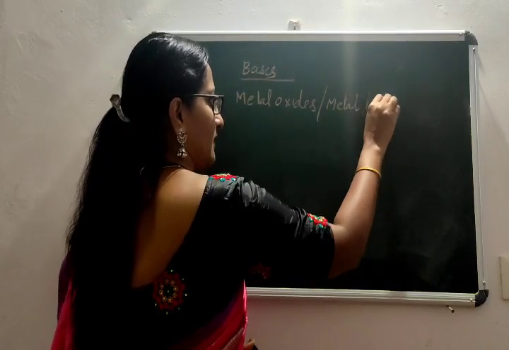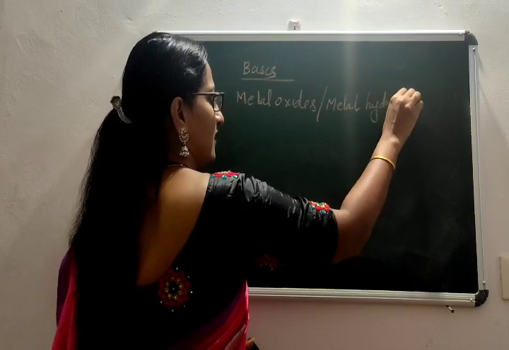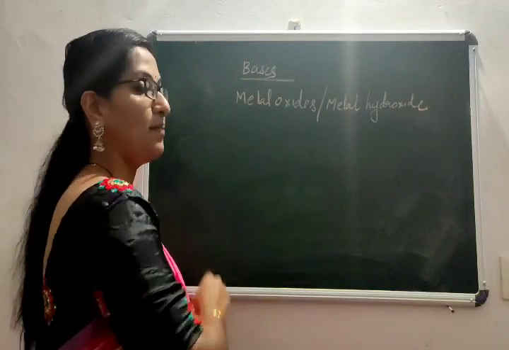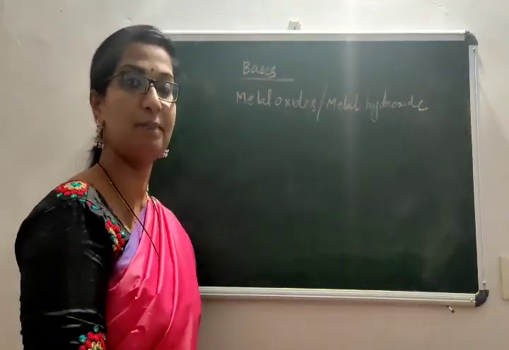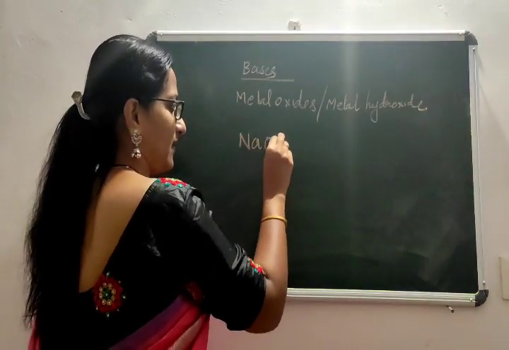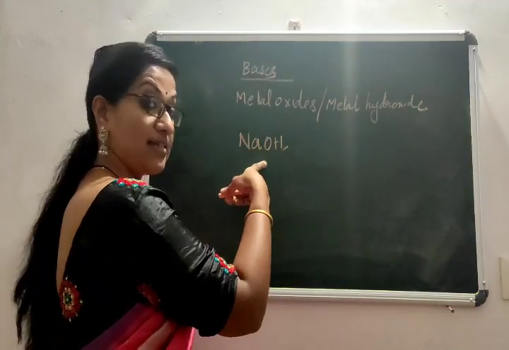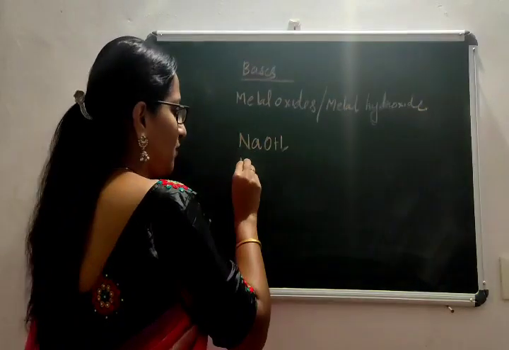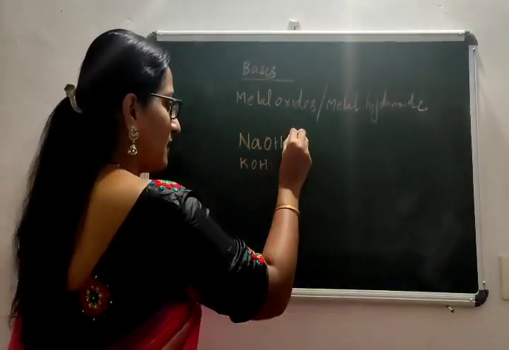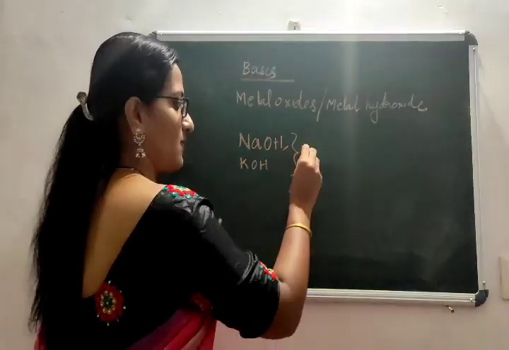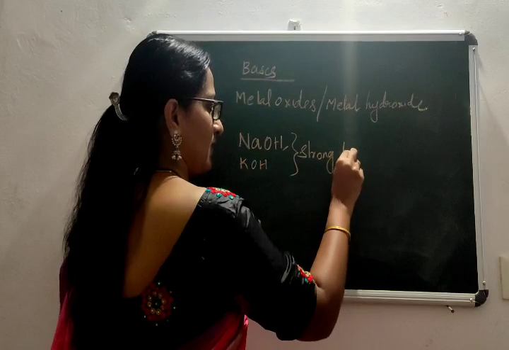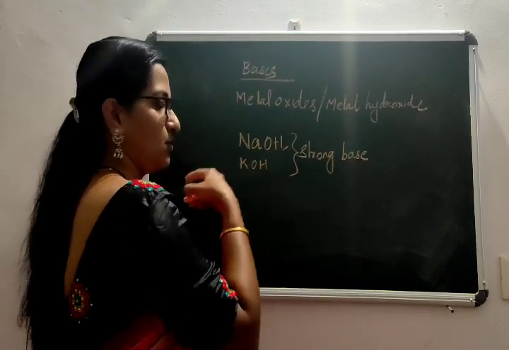Metal oxides or metal hydroxides are generally called bases. What is commonly present in bases? Yes, here you can see the best example: NaOH is a strong base, and potassium hydroxide is also a strong base. Sodium hydroxide and potassium hydroxide are strong bases. What is commonly present in those two?